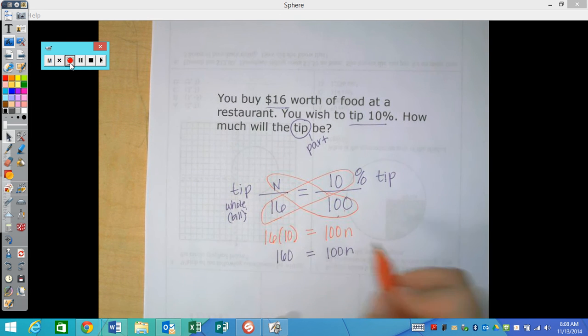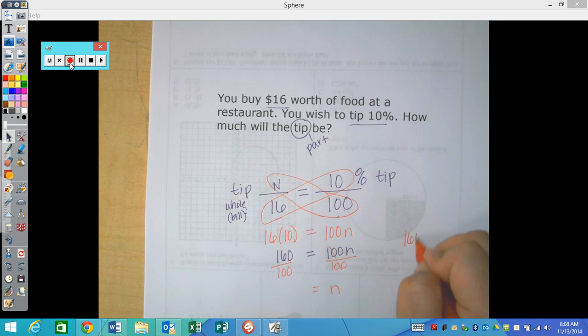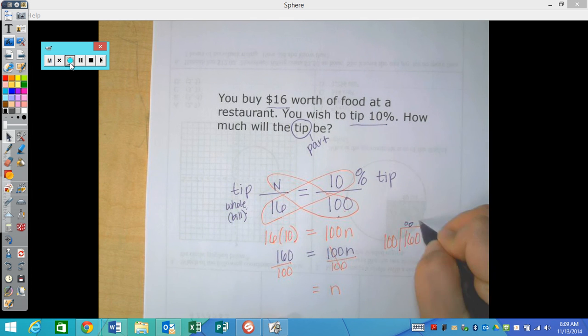Now, the goal is to find what N is, to get it all by itself. So I'm going to divide by 100. Because they're multiplying, the inverse is divide. 100 divided by 100 equals 1, or 1N. So now I have to do 160 divided by 100. Well, it doesn't go into 1. It doesn't go into 16. But it'll go into 160 one time. 1 times 100 is 100. When I subtract it, I get 60.